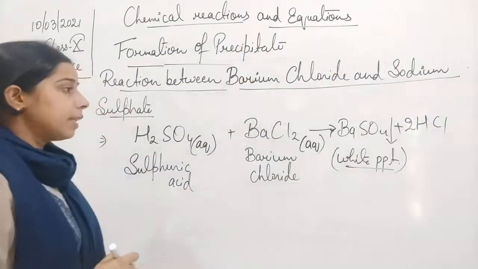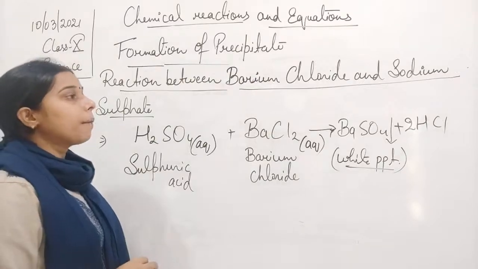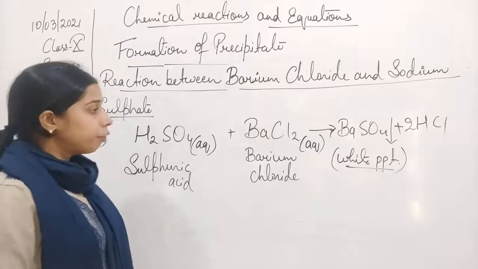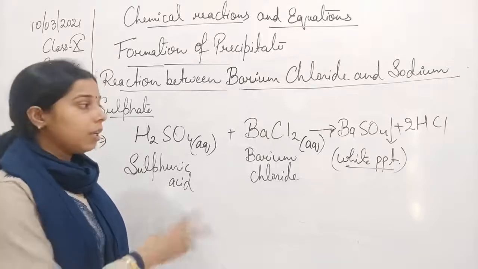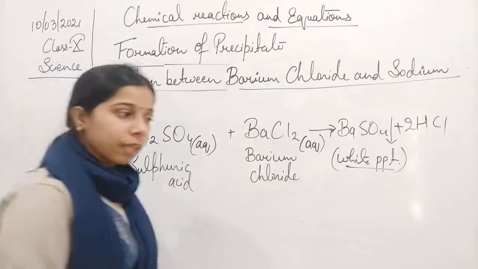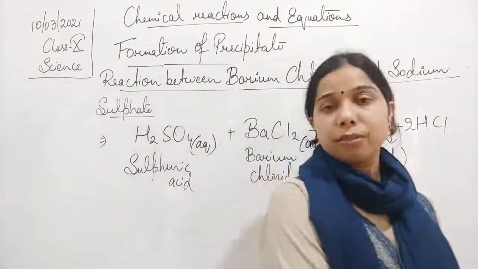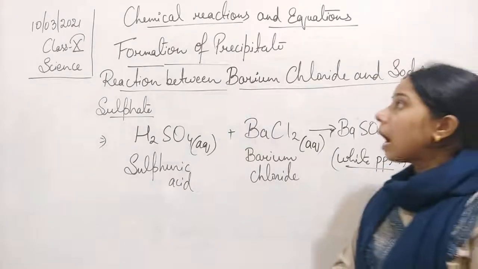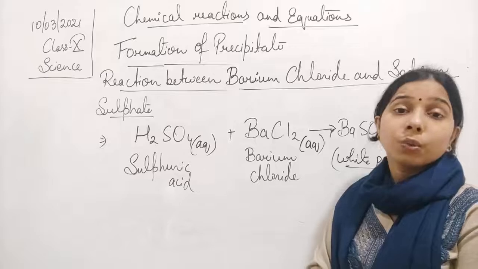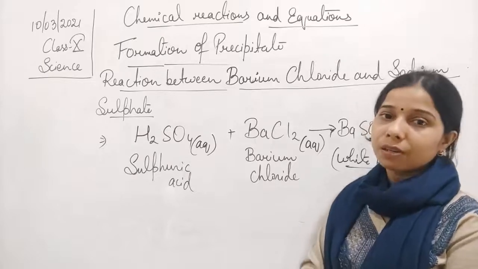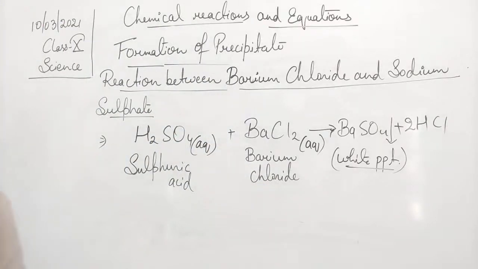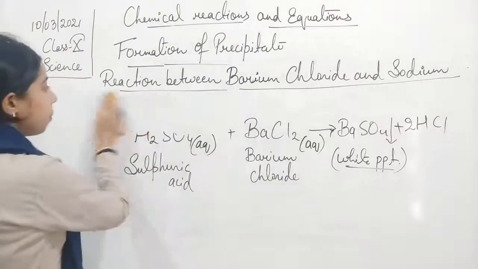Okay, so you can see here students, instead of using barium chloride and sodium sulfate, we can also use sulfuric acid and barium chloride. The reaction helps in the formation of a white precipitate. So you can see that here also there is a formation of a precipitate, and if in a reaction formation of a precipitate occurs, that proves the characteristic of a chemical reaction students. Okay, so this is about the formation of a precipitate.